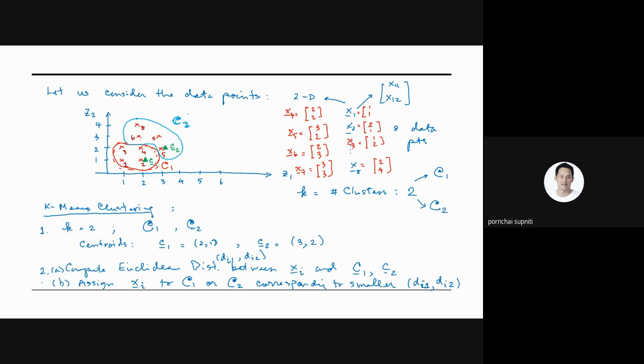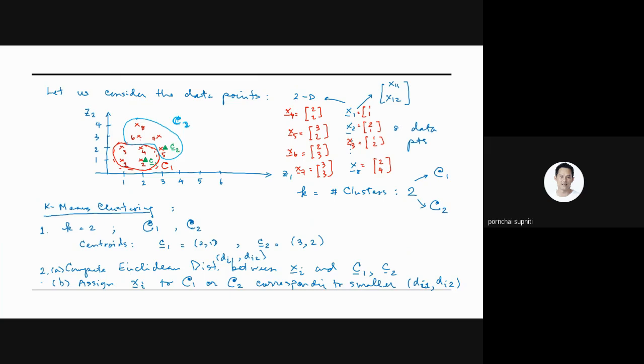And you can notice that when they start to do the clustering, there seems to be some sort of circle around the data points, and this is very unique for k-means clustering. Okay, next, let's do the next step. This is the first iteration. Once you assign the data points to each cluster, next you have to recompute the centroids.